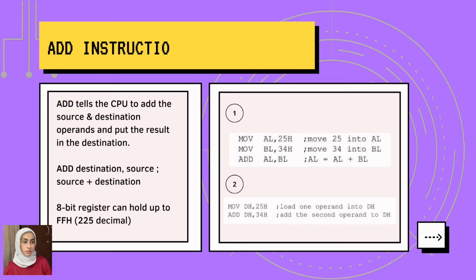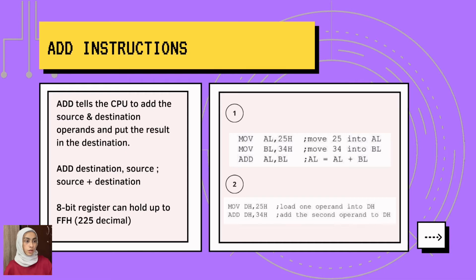So the second one is the ADD instruction. ADD tells the CPU to add the source and destination operands and put the result in the destination. The format is ADD destination, source, which means it will add up the source and the destination. An 8-bit register can hold only up to FFH, which is 255 in decimal. So for any number that is more than 255, we have to use the 16-bit register.